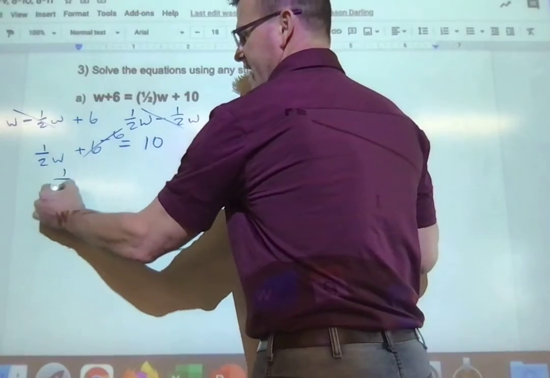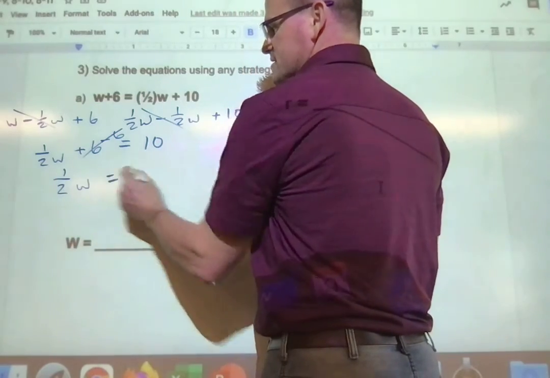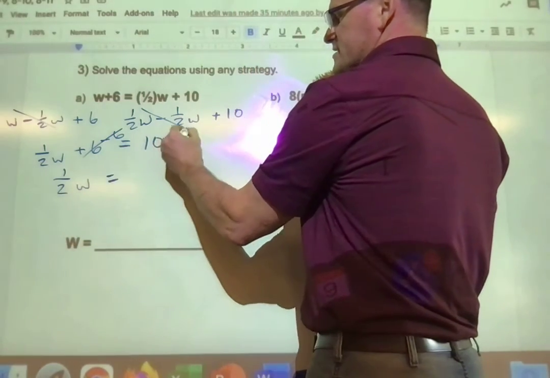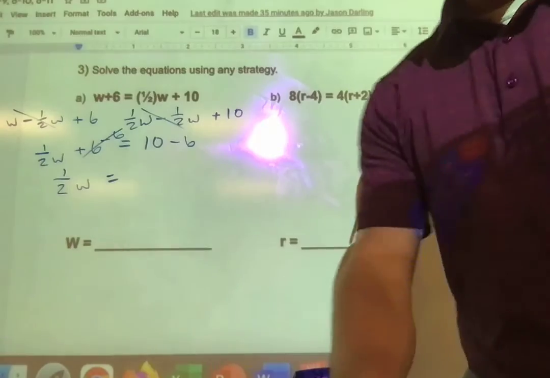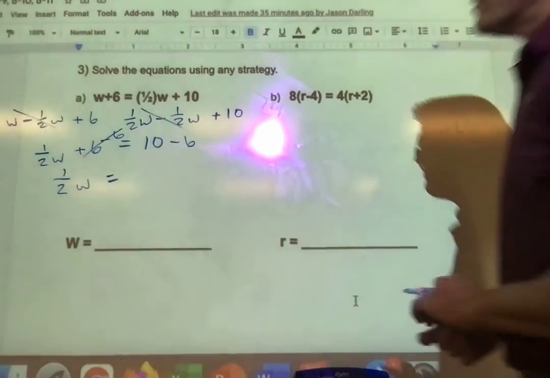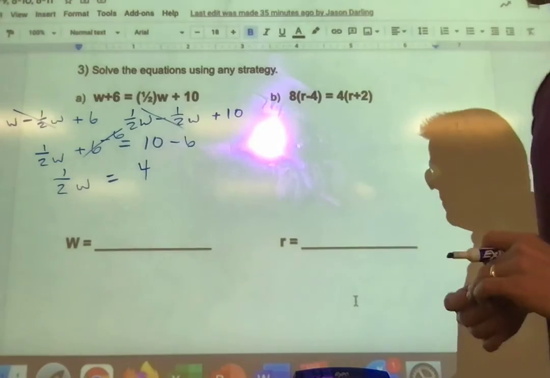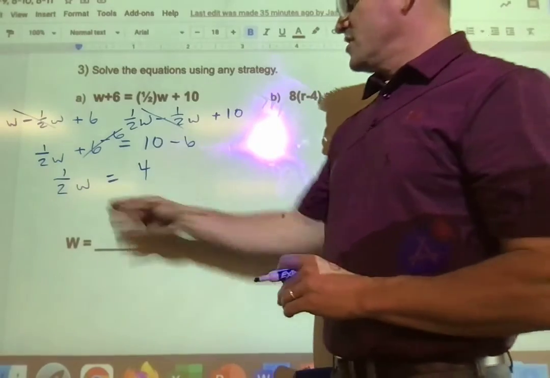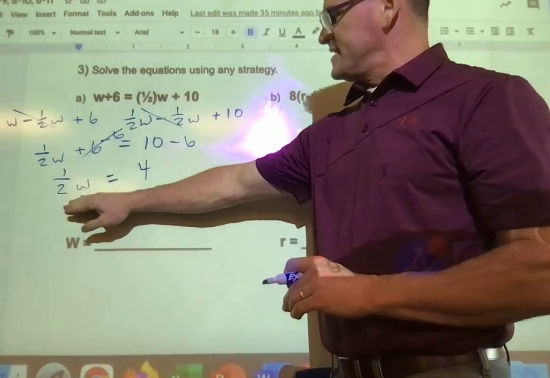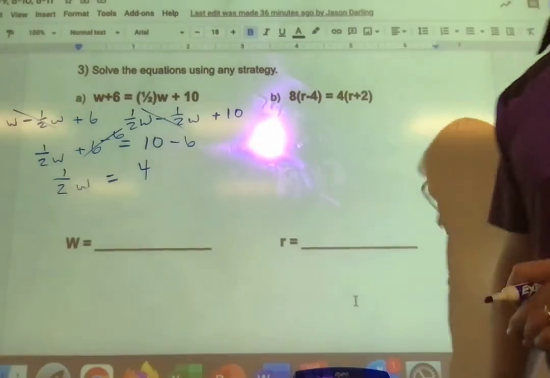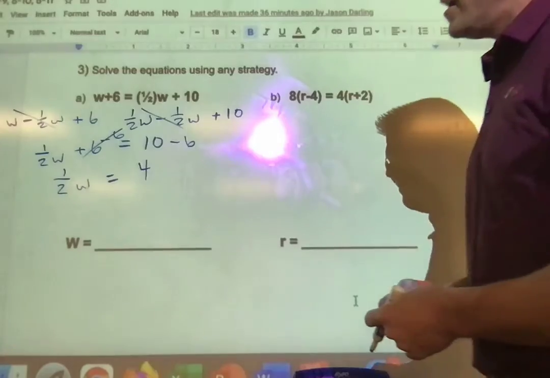So I'm left with a half of a W on this side equals. If I take 6 away here, I must take away 6 there. Okay, and if I take away 6 there, I'm left with 4. So a half a W must equal 4. So some of you can solve right here. If I do a full W, I'd have to double it. And I double it, and I know W equals 8. So you could think of it that way.